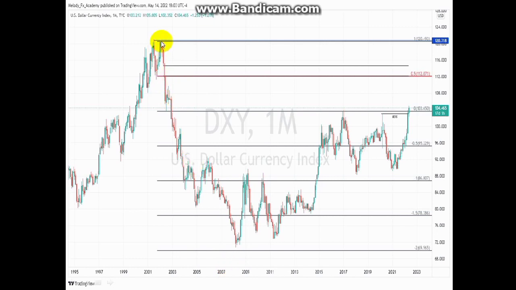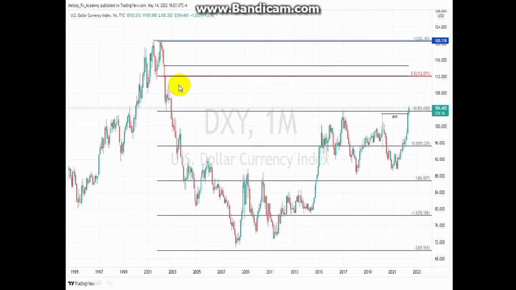Looking at this range, from this high to this low, we are currently above equilibrium. If I'm not mistaken, equilibrium price should be somewhere around here, so we are in premium right now. Looking at this as a single price leg, we are currently above equilibrium.